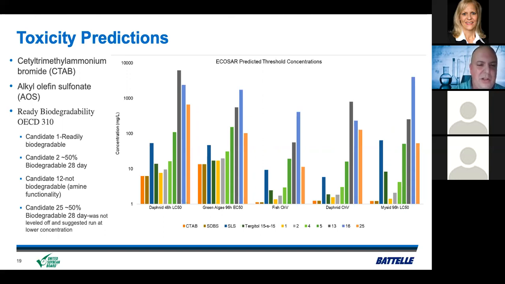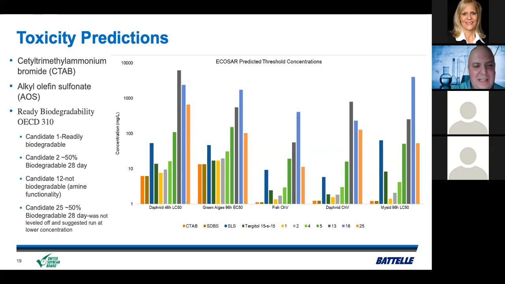And the others are right on scale with the commodity common materials, both petroleum or cocoa or palm-based materials. So we ran some ready biodegradation testing. Candidate 1 just missed the 10-day window. We ended up with it as readily biodegradable. That's the citrate. Candidate 2, which is the lactate, went to 50% in 28 days, wasn't quite done. We would expect it to be fully biodegradable.